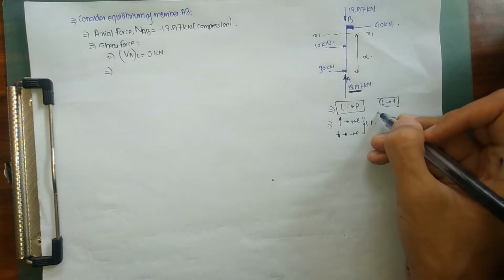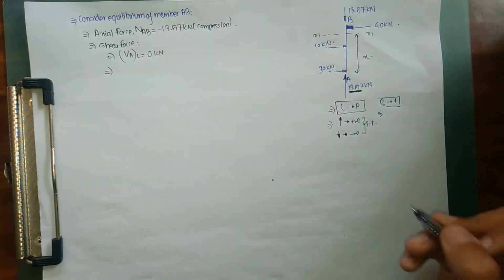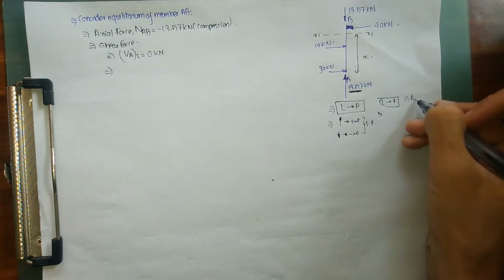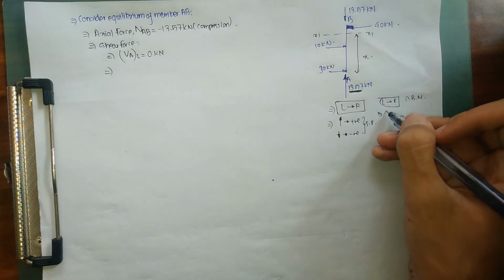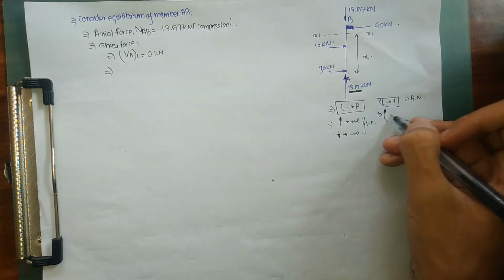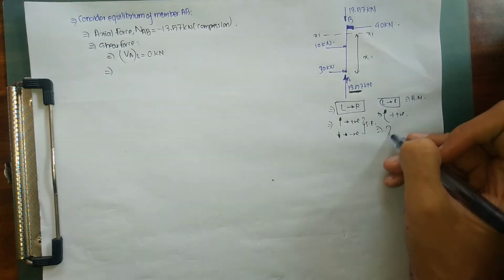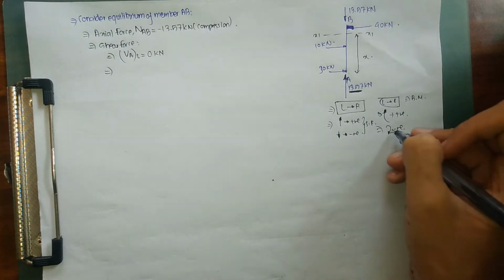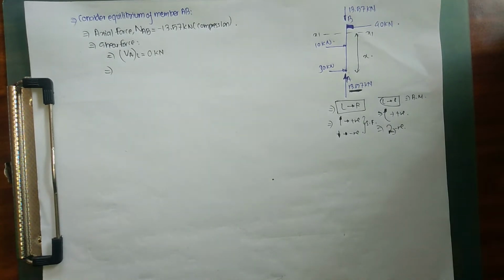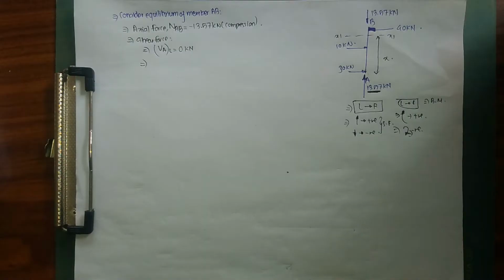And similarly, while moving from left to right for our bending moment, we are going to take our clockwise moment as positive, while our anti-clockwise moment as negative. This is for our bending moment while moving from left to right. So now, using this sign convention, we are going to find our shear forces.